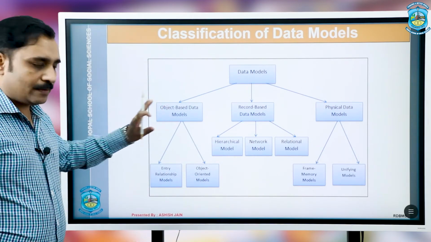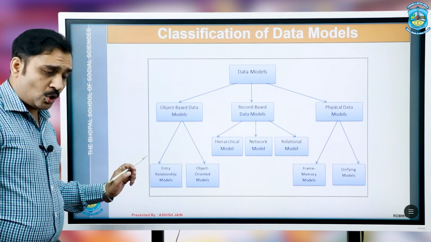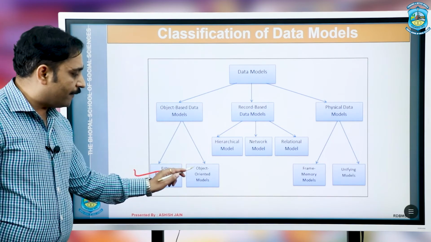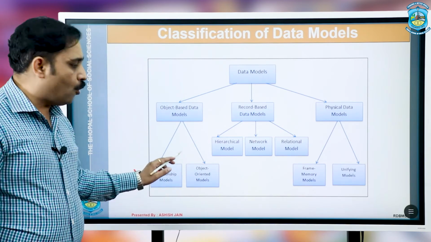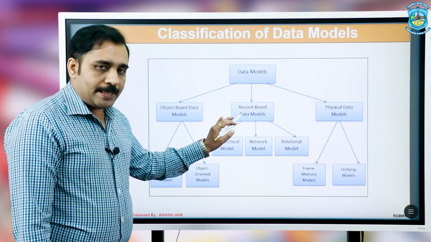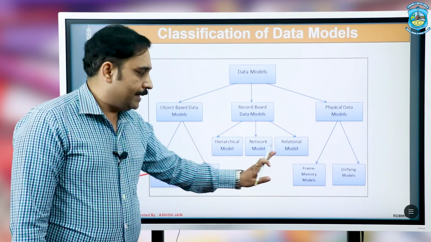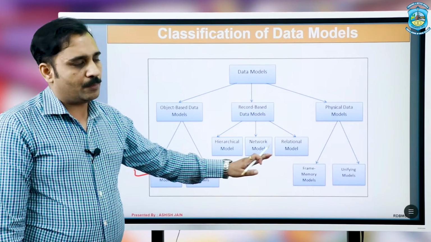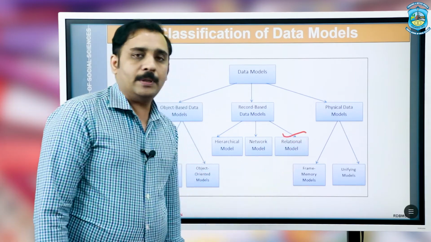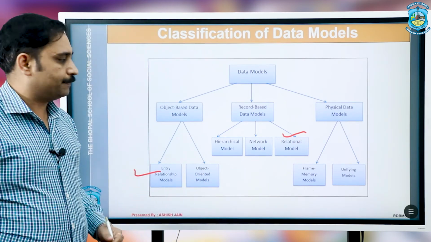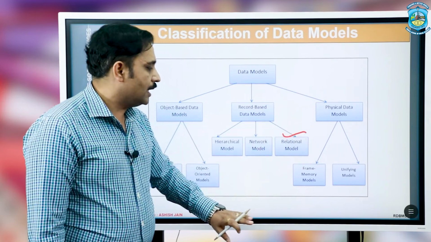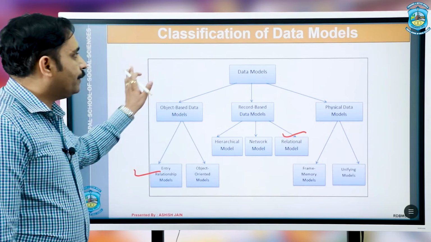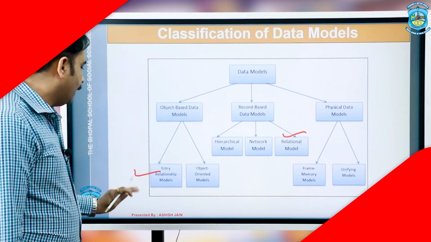So for object based, we have two types. The most commonly used is entity relationship model, that is the ER model, and we have object oriented model, OO model. Then record based models is classified into three categories. We have hierarchical model, we have network model, and we have the relational model. Relational model is the most commonly used model that we use for database. Then physical data models, we have the frame memory models, and finally the unifying models. So this is a brief classification of data models.